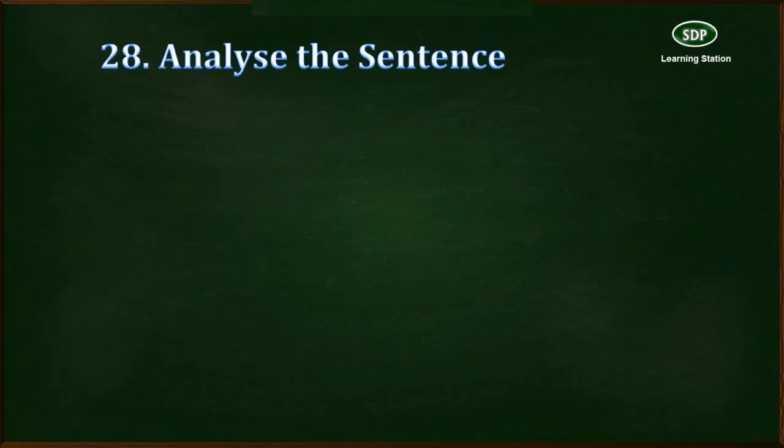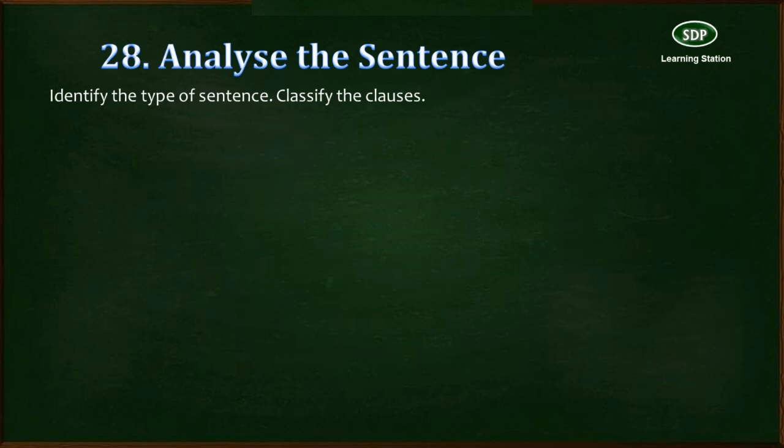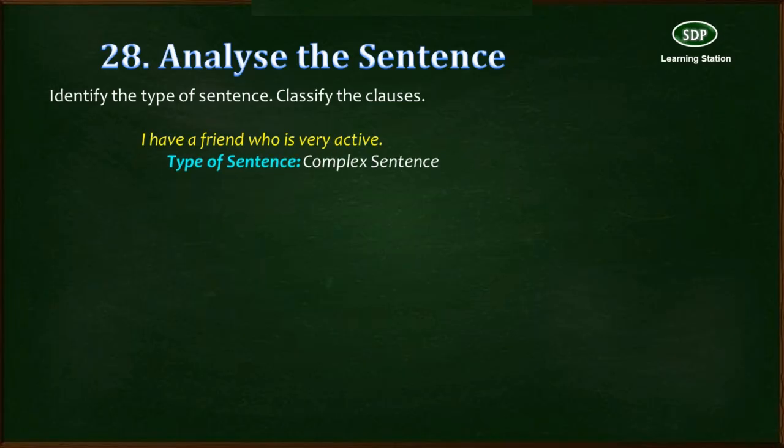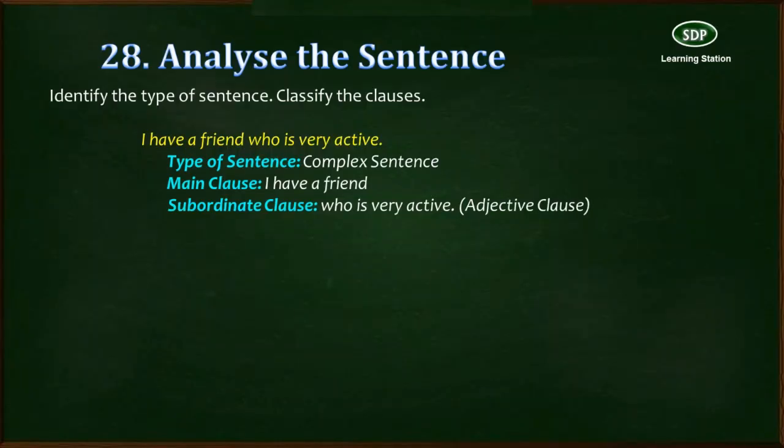Analysis of the sentence, or analyze the sentence, means you have to identify the type of sentence and classify the clauses. For example, I have a friend who is very active. Type of sentence is complex sentence. Main clause is I have a friend. Subordinate clause is who is very active. It is an adjective clause.